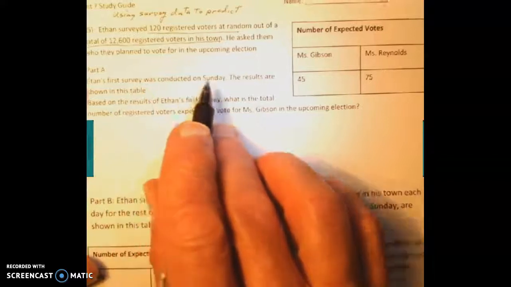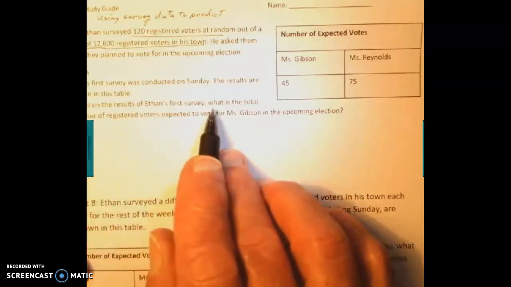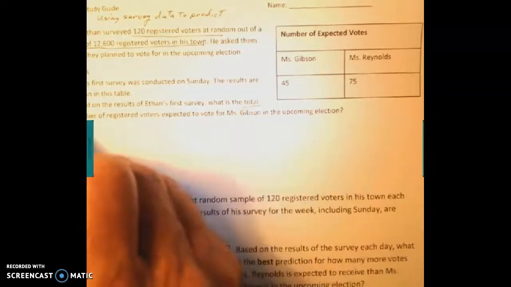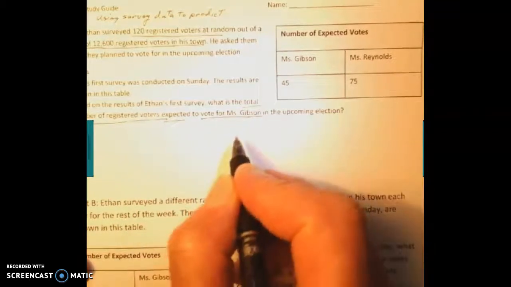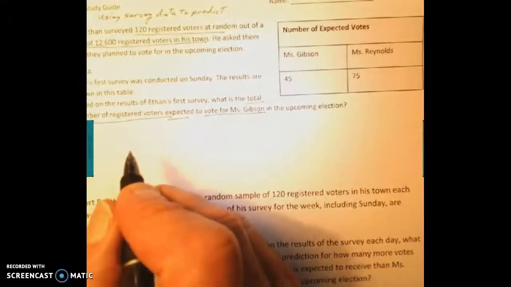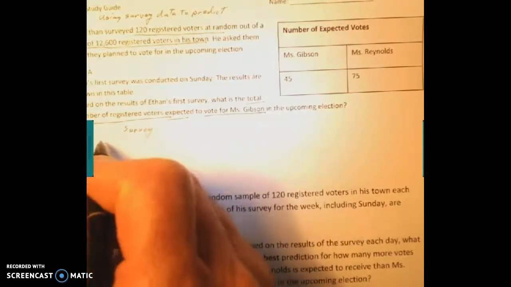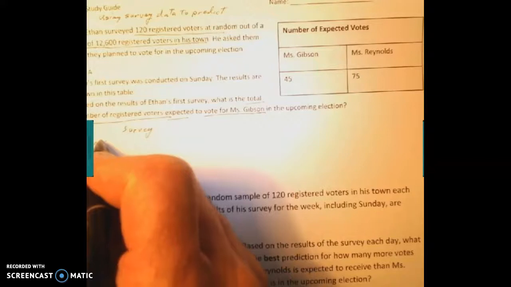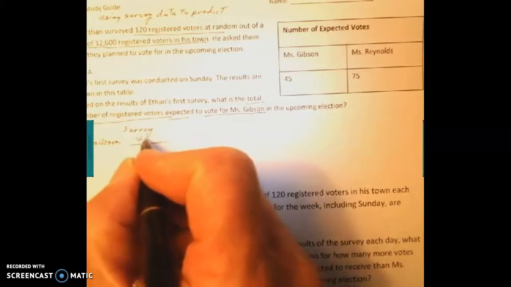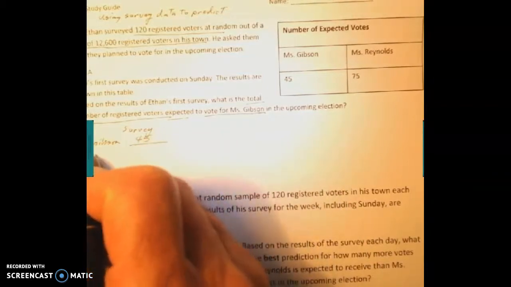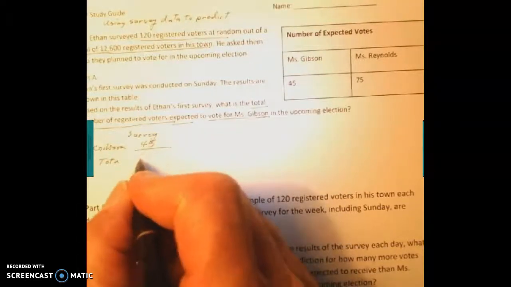Ethan's first survey was conducted on Sunday. The results are shown in this table. Based on the results of the survey, we want the total number of registered voters expected to vote for Ms. Gibson. Okay, so we're going to set up a proportion to solve this. We're going to compare the data from the survey, which is that Ms. Gibson, 45 people said that they would vote for her out of a total of 100 people who were surveyed.